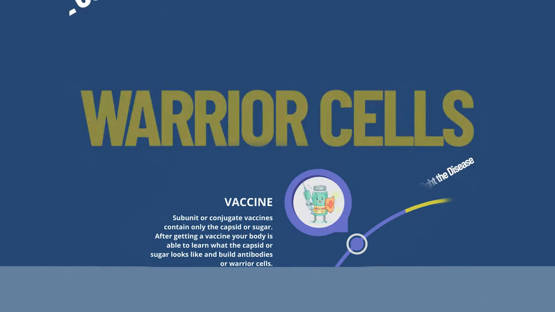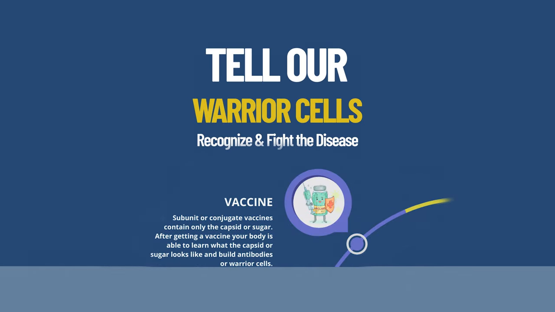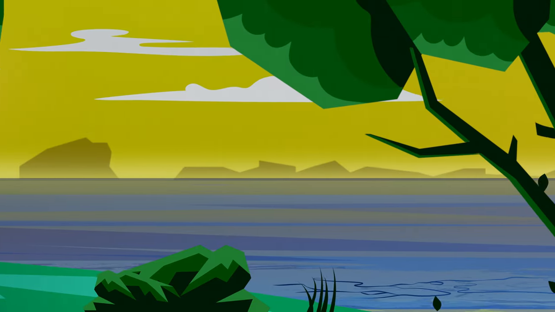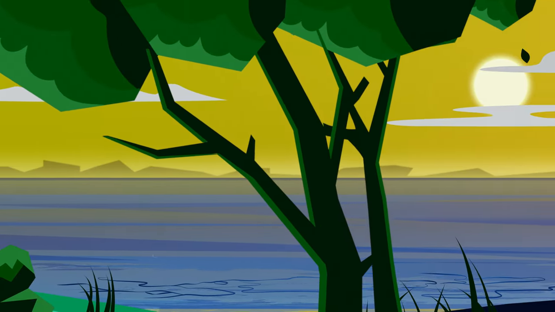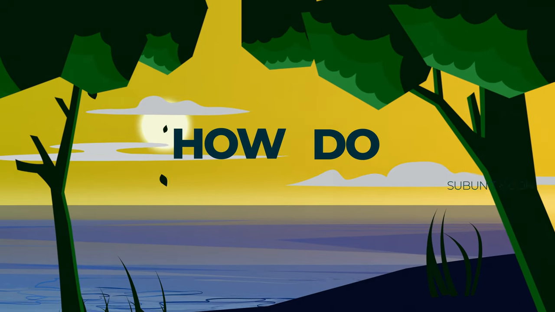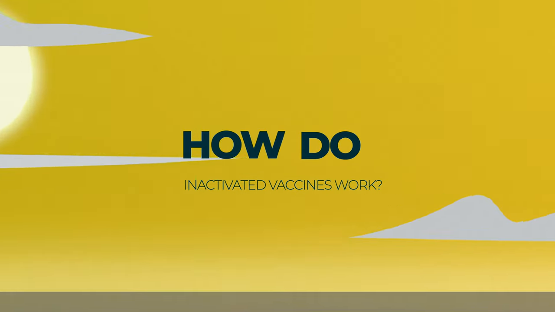When we get a vaccine, the ingredients in the shot tell our warrior cells how to recognize and fight the disease. Imagine that I am the immune system on a bright sunny day. Before getting a vaccine, I'm not able to see the germ. After getting a vaccine, I'm able to see the germ. Now, how do subunit and conjugate vaccines work?